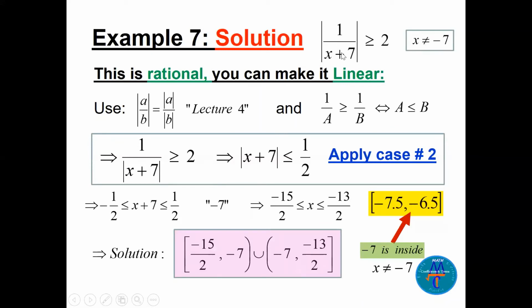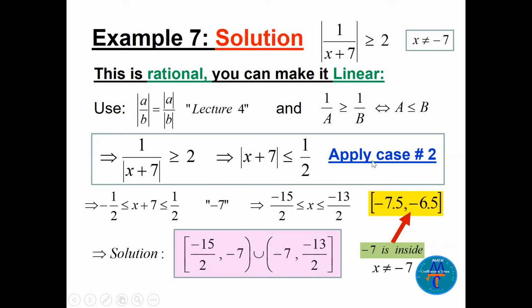Now this is rational here. You can make it linear. We know the absolute value of a over b from lecture 4 in the algebra course: absolute value of a over absolute value of b. So I can make this one 1 over absolute value, and so I can make 2 absolute values. Then I can use 1 over a greater than 1 over b, taking the reciprocal if both are positive. So I can take the reciprocal now. 1 over absolute value becomes absolute value, greater than becomes less than, and 2 becomes 1 over 2.